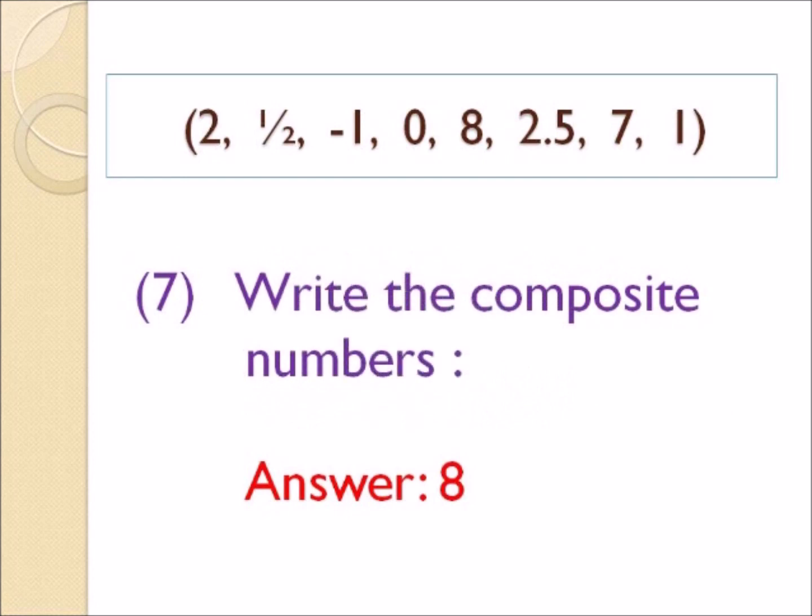And number 7, write the composite numbers. This case is only 1. Write the composite number. That's 8. Okay, so you already did the prime, so the composite number there would be 8. Number 8, write the triangular numbers or number. In this case, it's only 1, so then the answer is 1.